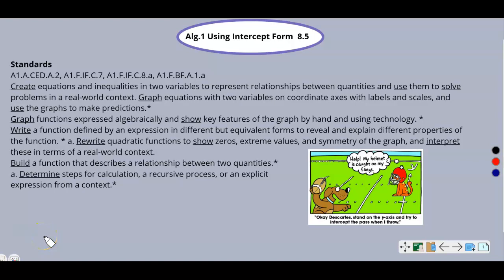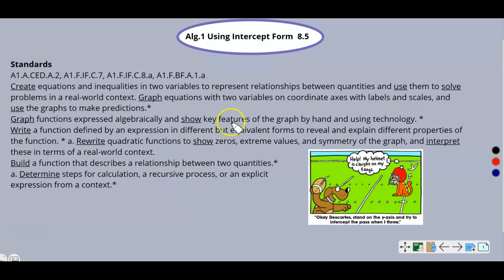All right, today we're going to be using intercept form. You may hear me refer to this as factored form because this is going to look like factored form. It's the same thing. So if I say intercept form or factored form, it's going to be basically the same thing, but that's what we're going to be looking at today.